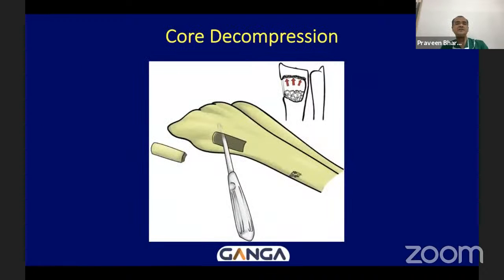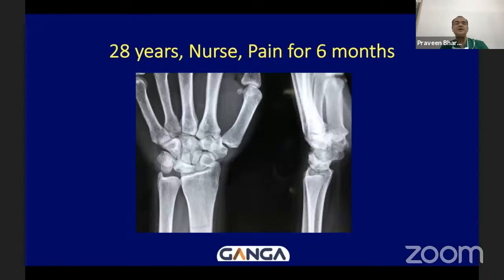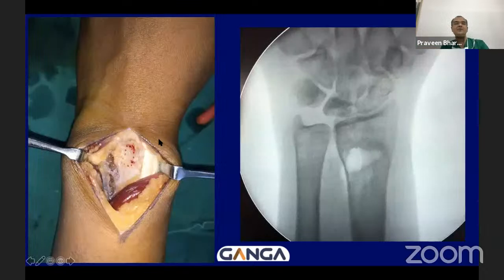Coming to the procedure as such, the procedure is quite simple. This is the typical indication: stage 3A Kienböck's in a young 28-year-old lady who was a nurse, with pain for 6 months. This lady, being from a medical profession, was quite okay, when we explained to her, with a procedure like core decompression, which does not cause too much disturbance and keeps all the future options available. And this is how the procedure is done.